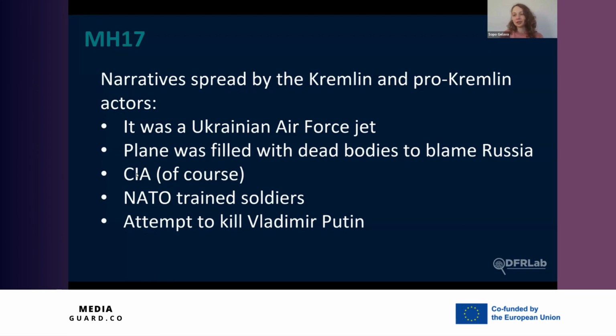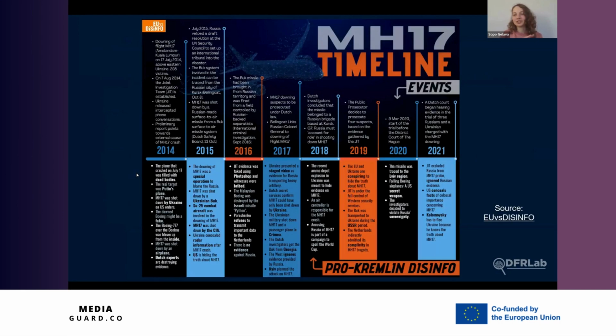Of course, the CIA was also blamed. NATO was also blamed. The claim was that Putin was flying almost near that plane, and it was an attempt to kill Putin, that it was not intended to kill the civilians, but they wanted to kill Putin, and they hit that plane. And this was the initial phase of information operations.